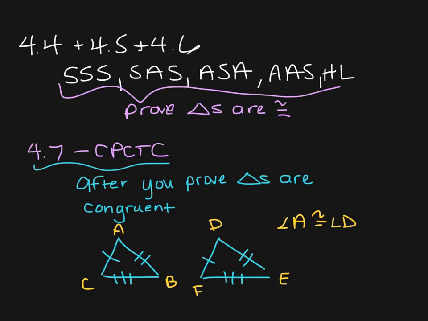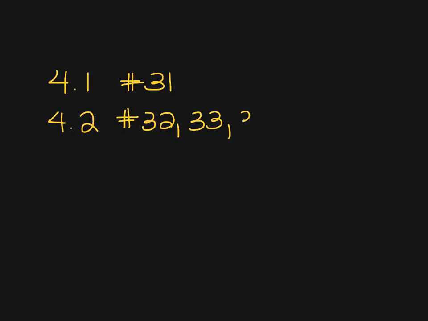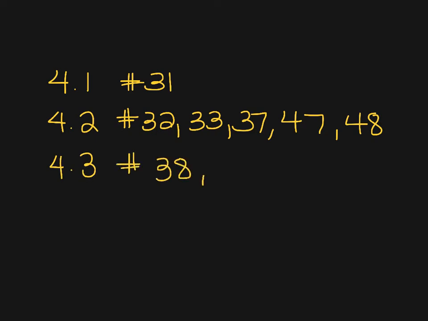So based on that, chapter 4: 4.1 has one problem in your packet, which is number 31. 4.2 has numbers 32, 33, 37, 47, and 48. 4.3 has numbers 38 and 49. And 4.7 has number 50.